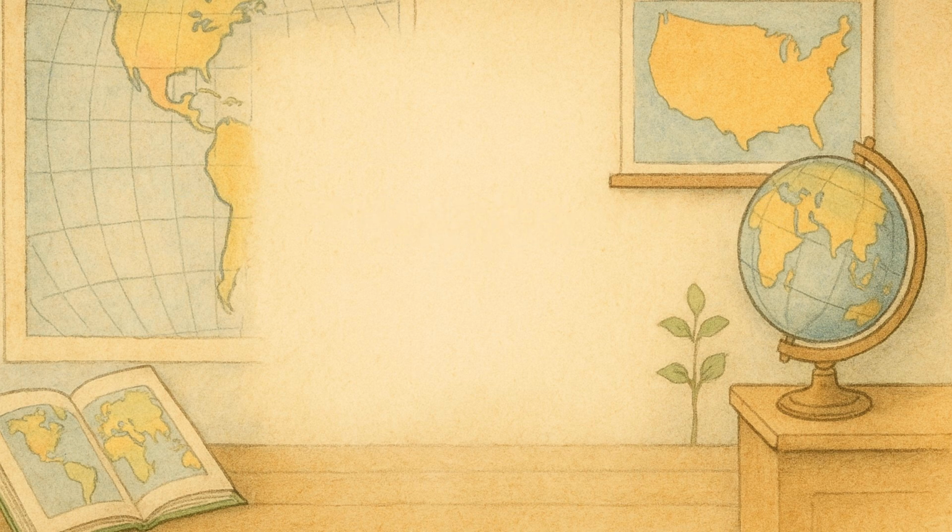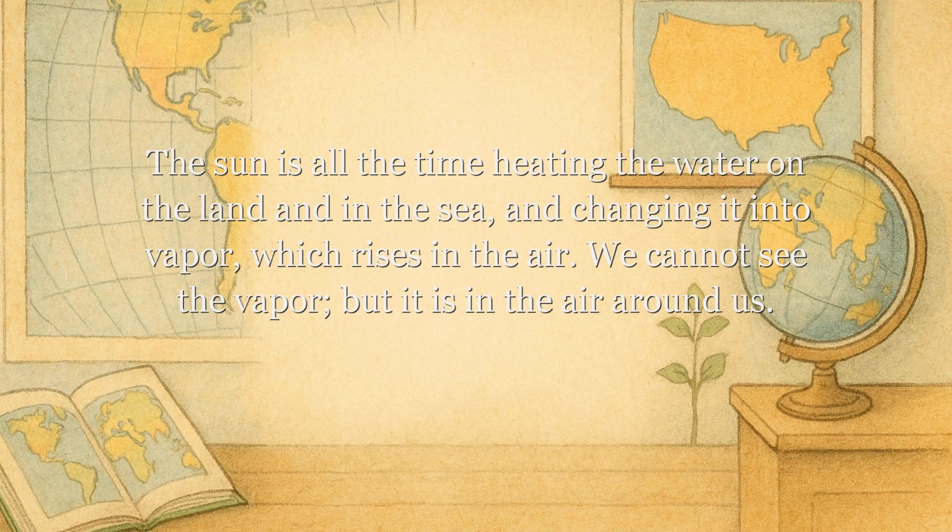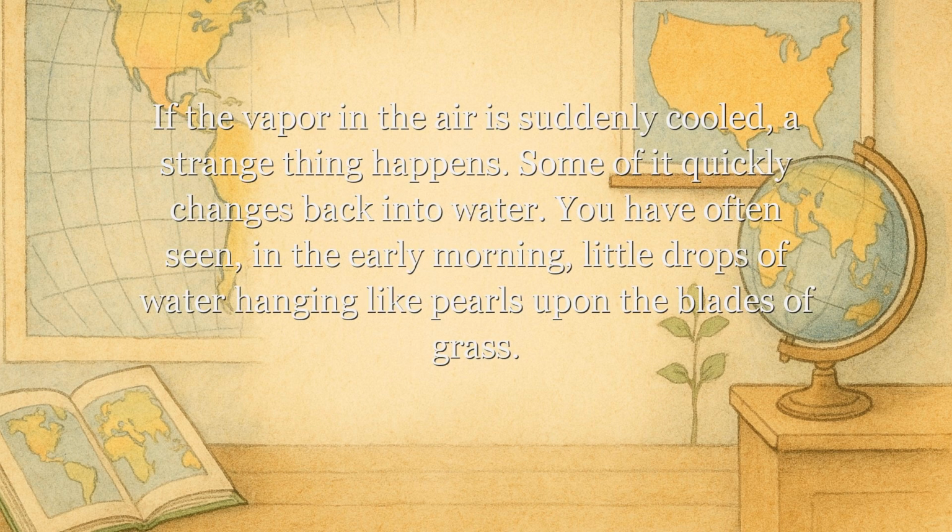Lesson XB. Dew, clouds, and rain. The sun is all the time heating the water on the land and in the sea and changing it into vapor, which rises in the air. We cannot see the vapor, but it is in the air around us. If the vapor in the air is suddenly cooled, a strange thing happens. Some of it quickly changes back into water.